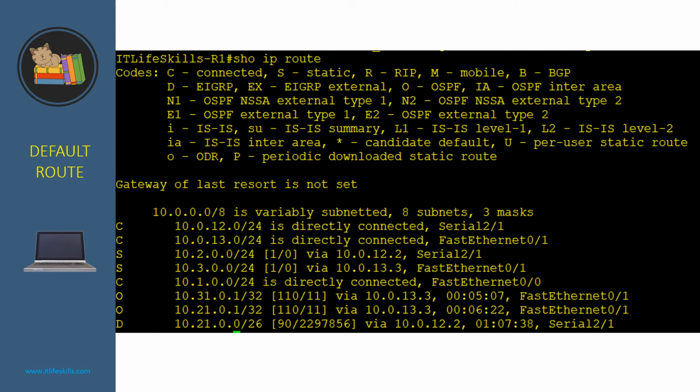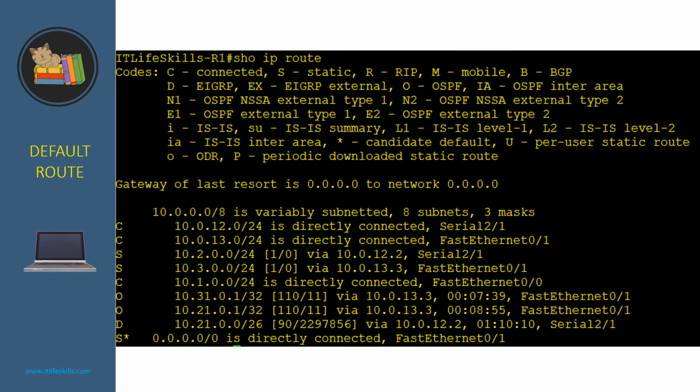The default route can be understood as the catch-all route. It means if the router does not find any matching route, it will use the default route to forward the IP packet. If the default route is not set, then the router will drop the packet if it does not find any matching route. As you can see, in this case, the default route is not set. Therefore, the router will drop the packet if it does not find a matching route.